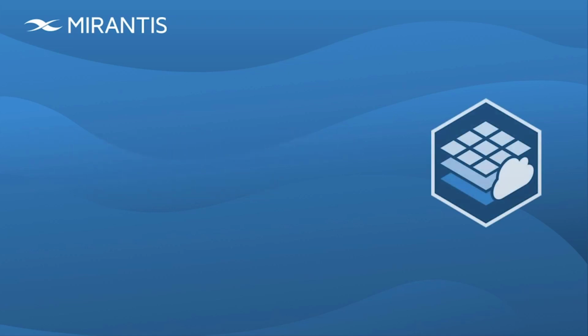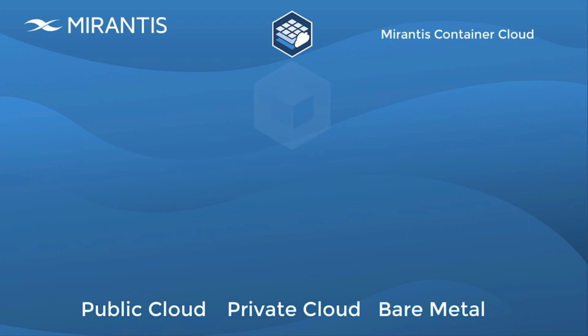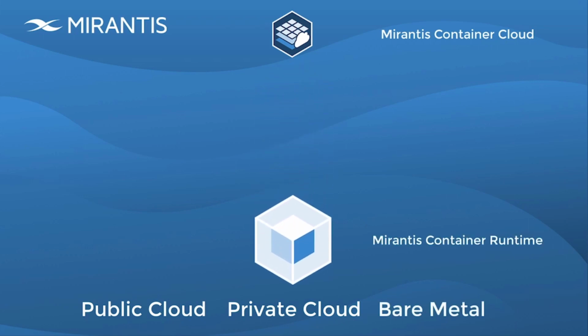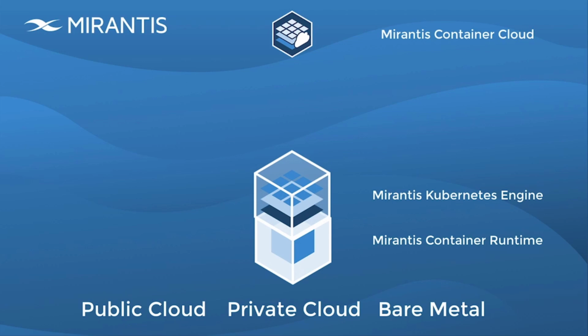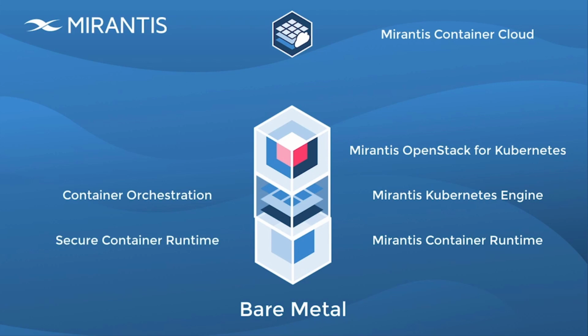Mirantis Container Cloud, part of Mirantis Cloud Native Platform, can manage any kind of infrastructure, public cloud, private cloud, or bare metal. MCC controls dependencies with Mirantis Container Runtime and provides resilient, consistent container orchestration with Mirantis Kubernetes Engine. Now, Mirantis Container Cloud can also use this powerful substrate to deploy Mirantis OpenStack for Kubernetes on bare metal hosts, giving users a single pane of glass for deploying, observing, and lifecycle managing container orchestration and infrastructure as a service across their multi-clouds.